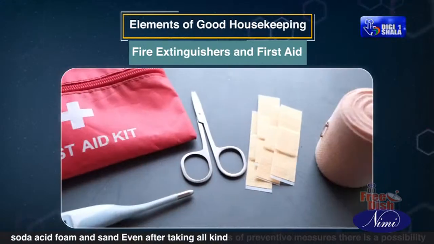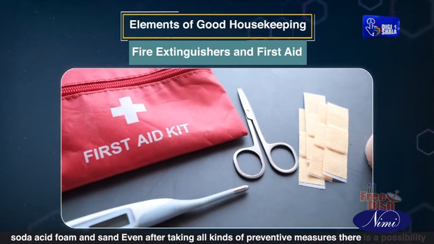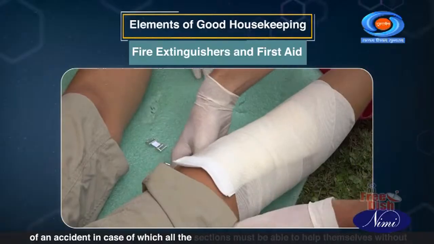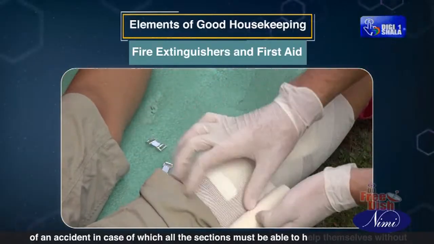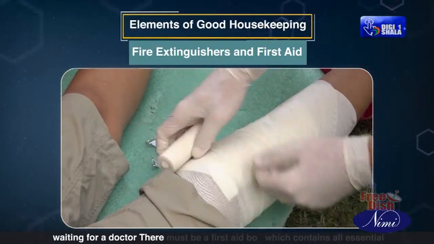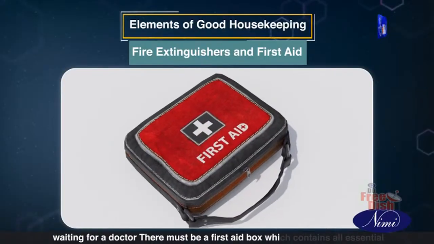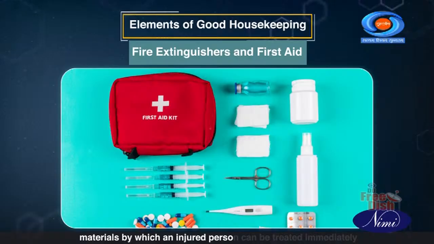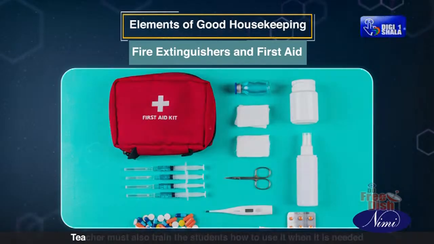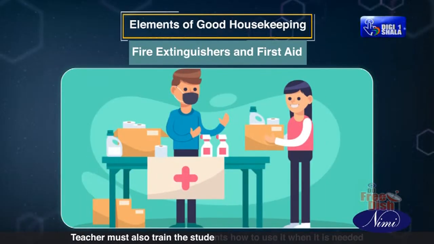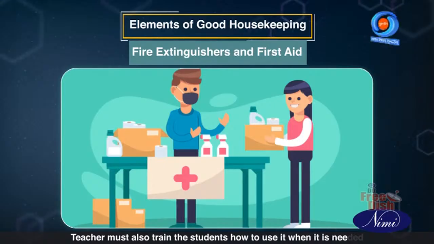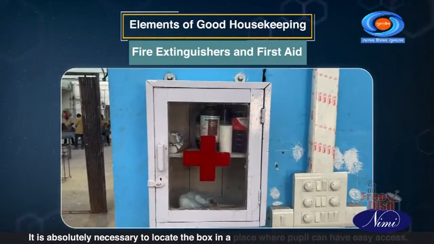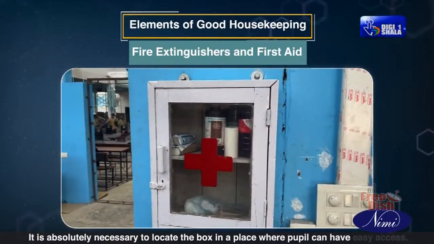Even after taking all kinds of preventive measures, there is a possibility of an accident, in case of which all the sections must be able to help themselves without waiting for a doctor. There must be a first aid box, which contains all essential materials by which an injured person can be treated immediately. The teacher must also train the students how to use it when it is needed. It is absolutely necessary to locate the box in a place where pupils can have easy access.